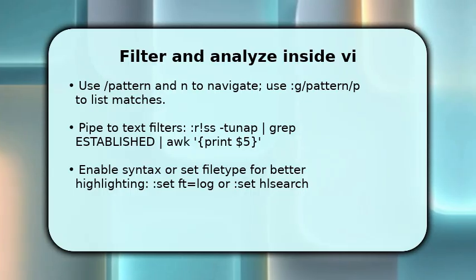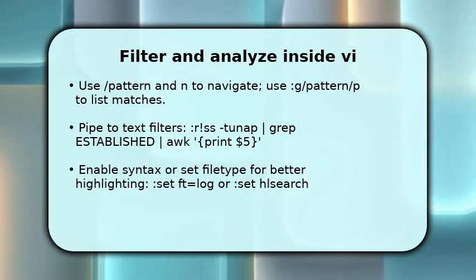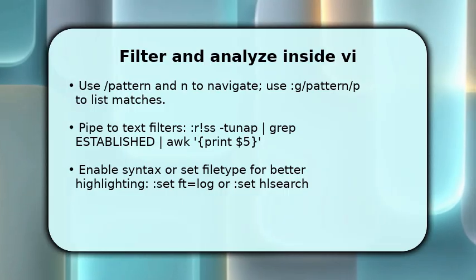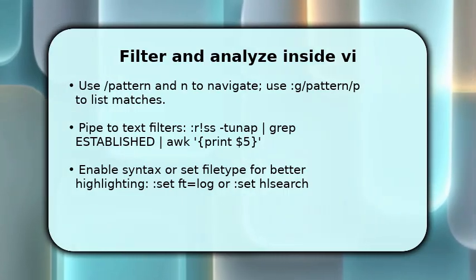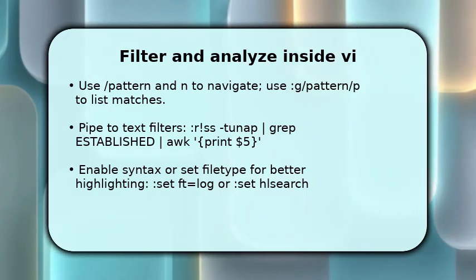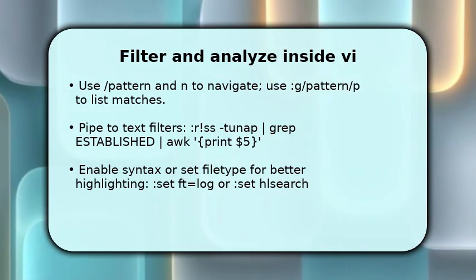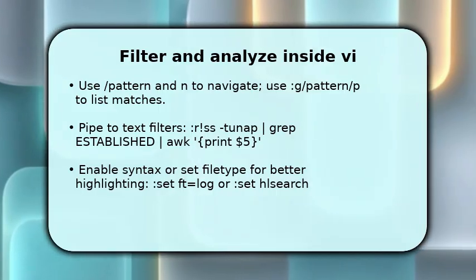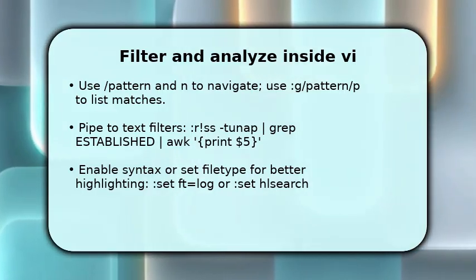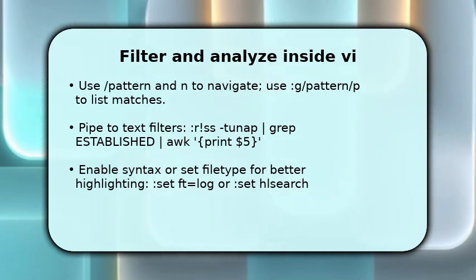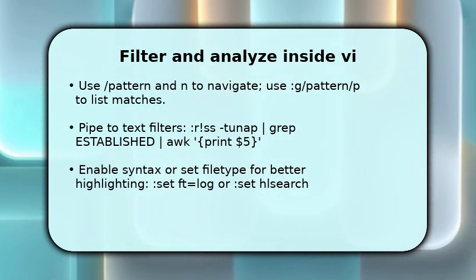To preprocess before inserting, run :r !netstat -tunap | grep ESTABLISHED | awk '{print $5}' so only remote endpoints appear. You can also fold unrelated sections with zf or use :set ft=log for highlighting. This helps spot ports and IPs visually. Make sure to run :%s/\r//g if CRLF noise appears. It cleans formatting for reliable searches.